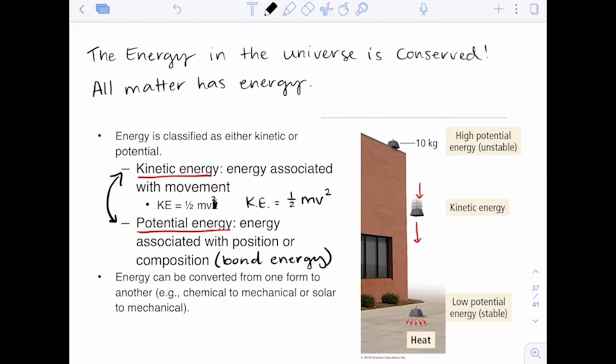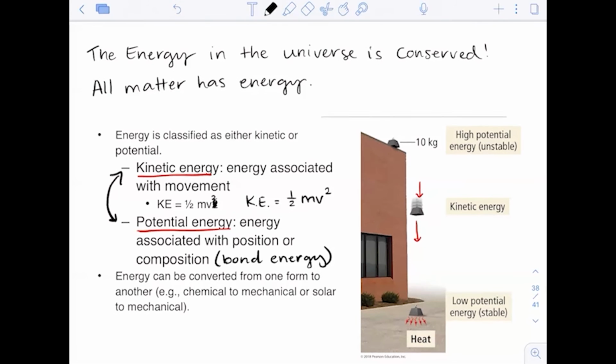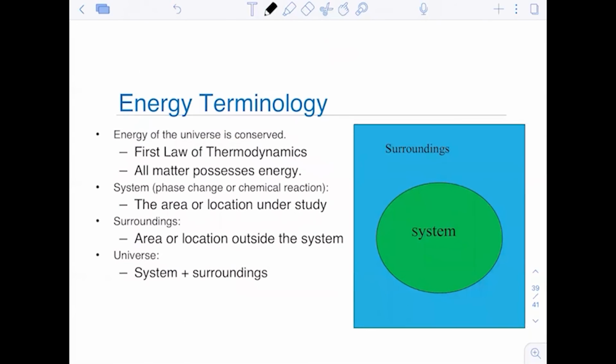Energy cannot be created nor destroyed, but it can be transferred. Just like our law of conservation of mass, we have almost the exact same law, the law of conservation of energy. In terms of some energy terminology, when we get into the first law of thermodynamics, that all matter possesses energy, we will see that not only can we change from kinetic to potential, we can also change from a reaction or a system to the surroundings.